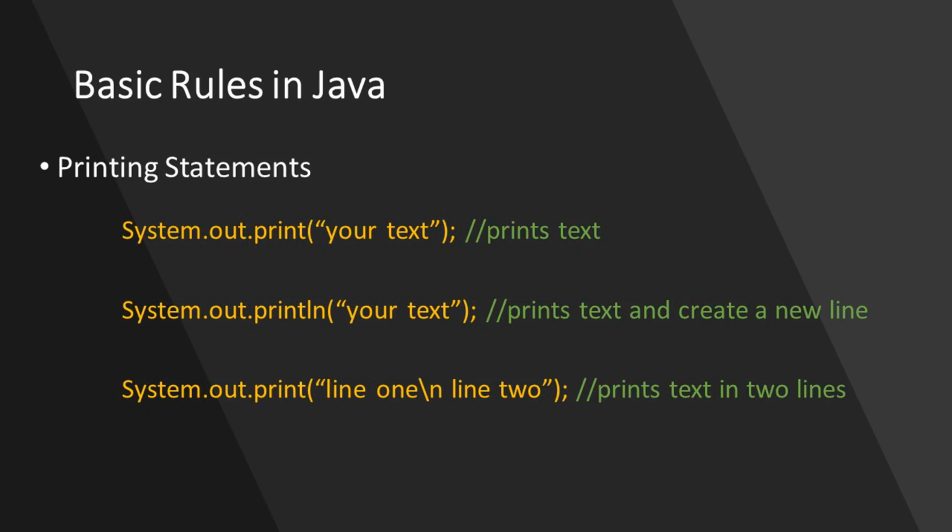This is how to print statements in Java. The System.out.print statement prints the relevant text in console, but the System.out.println statement prints the relevant text in console and goes to the next line. You can use \n to start a new line.